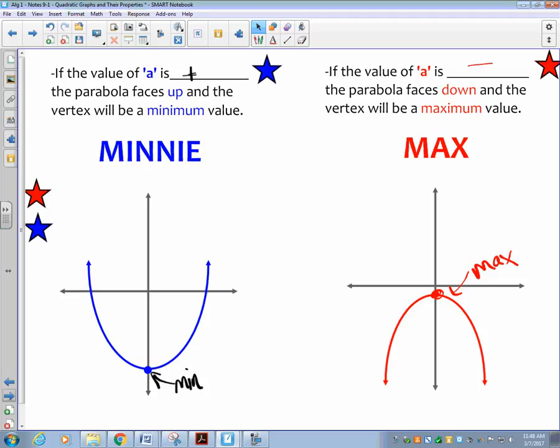So let's put the standard form here again. We're talking about the a that's in front of the x squared. If it's positive, we are smiley, and if it's negative, we are frowning.